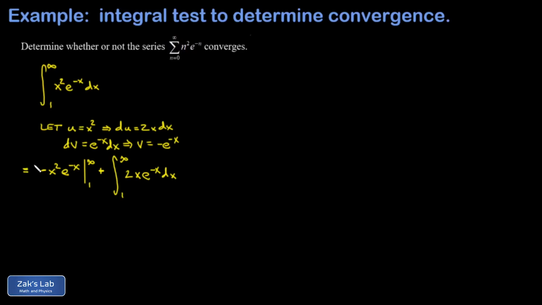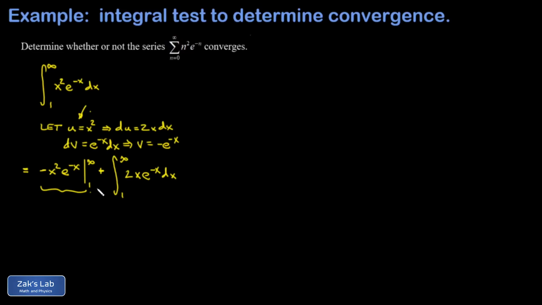And things have gotten simpler here. The integral that we're left with only has x to the first power in it because we chose that original substitution u equals x squared. So that integral is a little bit better because we knocked down the power of x. We are going to have to apply integration by parts one more time to knock that power of x down again. Before we do that, I want to evaluate this first piece of the expression.